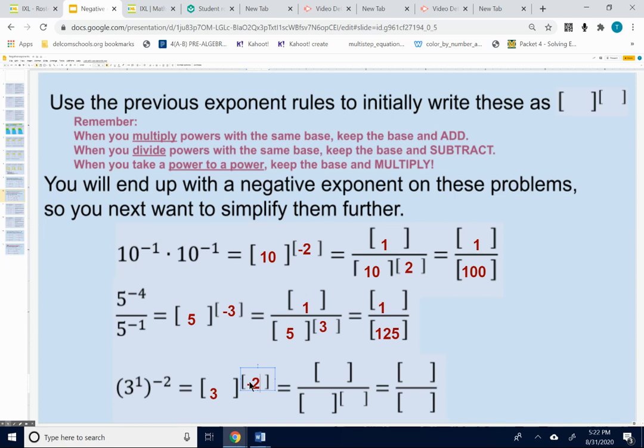Okay, now we just need to get rid of the negative exponent. So we're going to keep the base the same, keep it a 3, change the negative 2 to a positive 2, put a 1 on top. So we have 1 over 3 to the second, and 1 on top. 3 to the second is 3 times 3, which is 9.